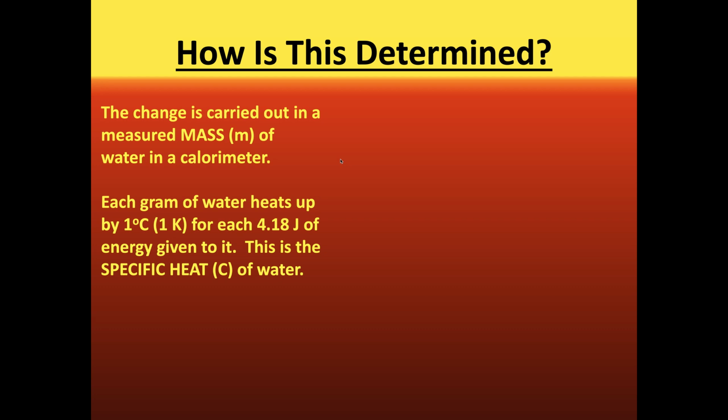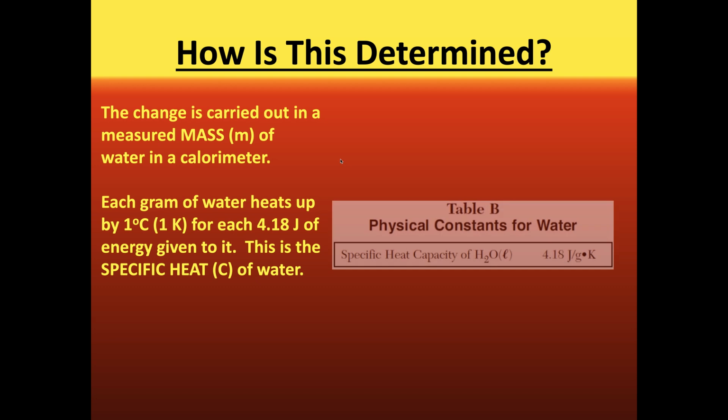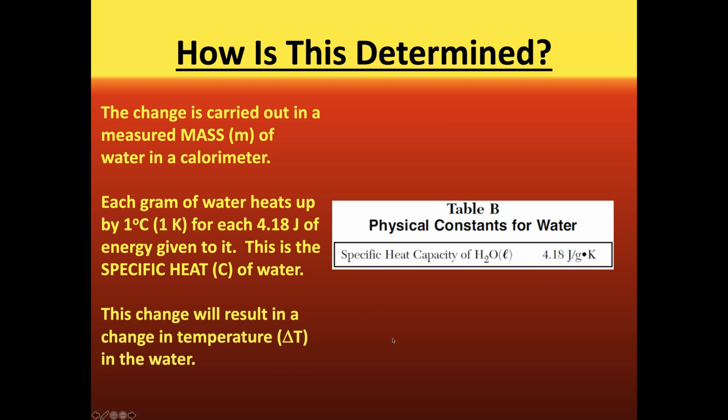What's more, every phase of a substance has a different specific heat. So this is for liquid water specifically. We can find this on New York State Reference Table B, the specific heat capacity of water, 4.18 joules per gram per either degree Celsius or Kelvin. Remember, a Celsius and a Kelvin degree are the same size, so you can use them interchangeably. This will result in a change in temperature.